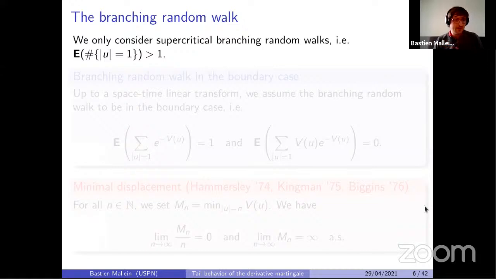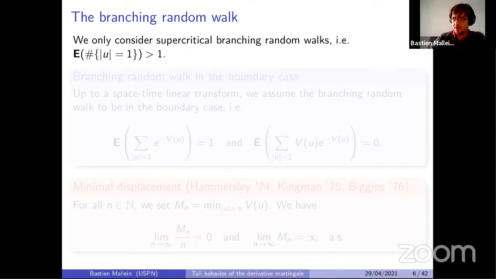The branching random walks that I'm considering are always supercritical. So I always assume that on average, a particle creates more than one child. I will usually also consider branching random walks that never go extinct, so that every particle always has at least one child. But it's not a necessary condition. It's just something to simplify some of the statements.